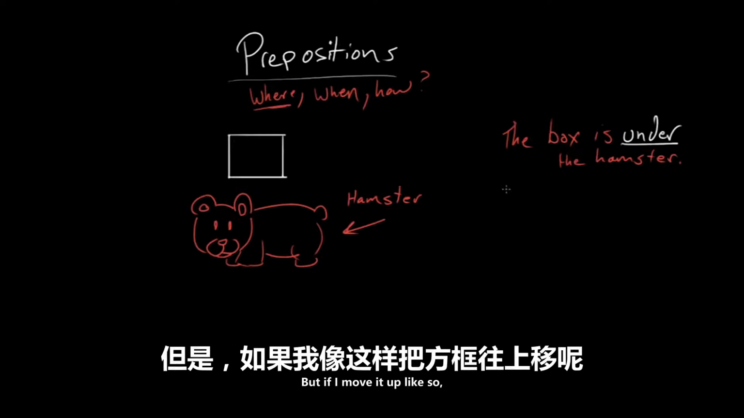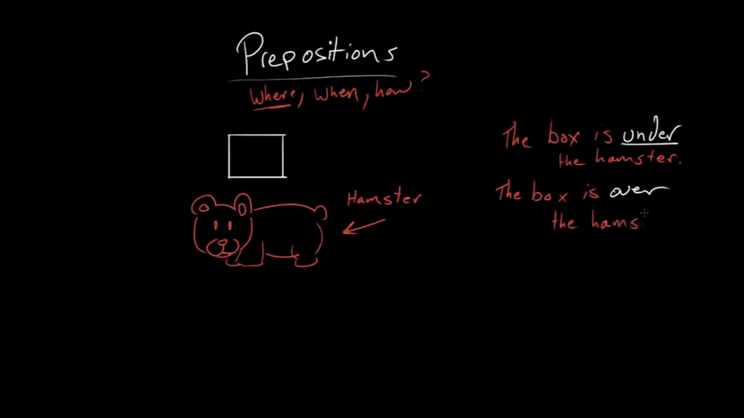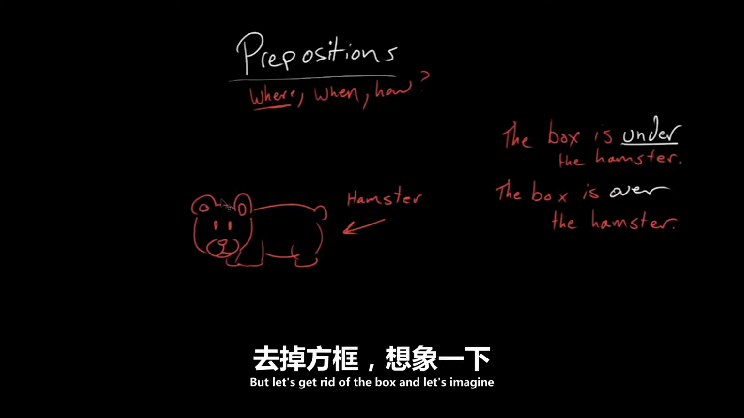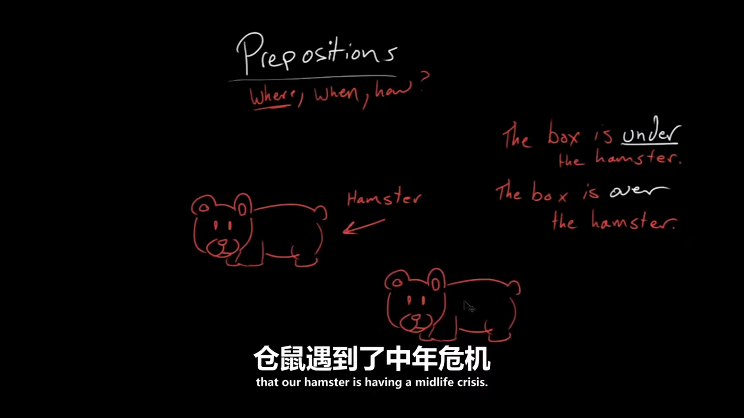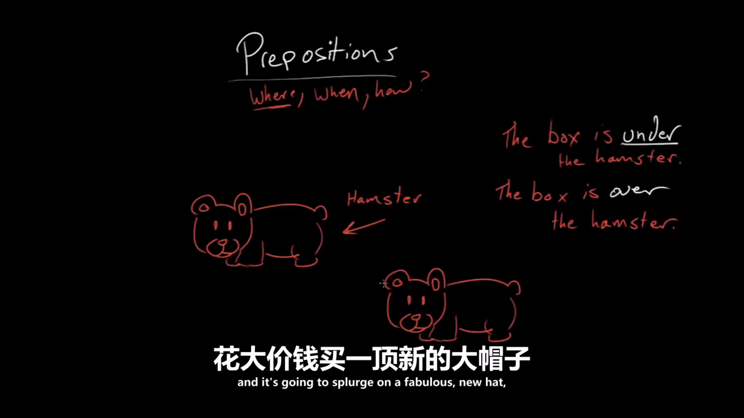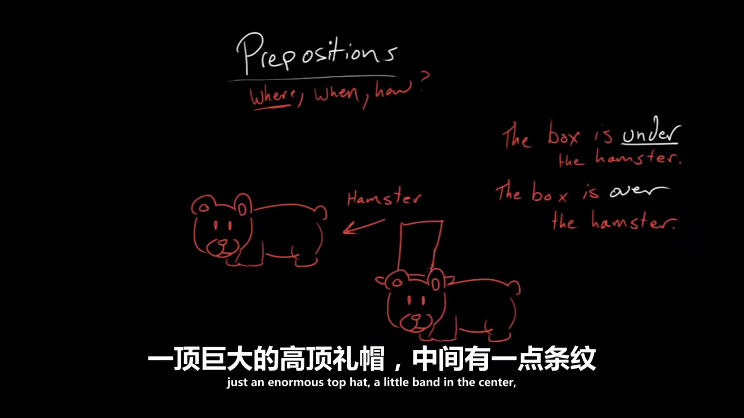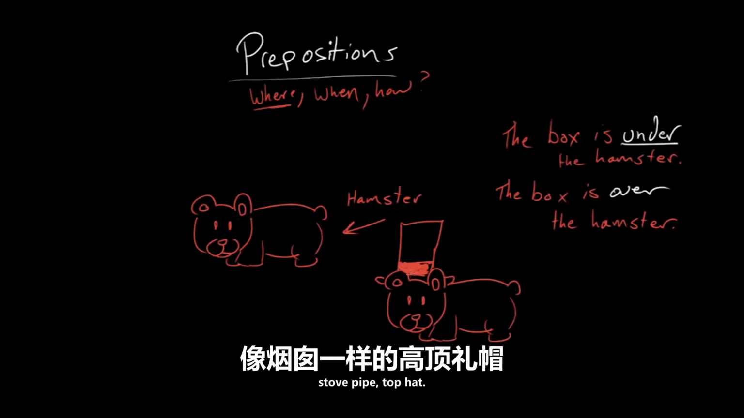But if I move it up like so, now we can say the box is over the hamster. But let's get rid of the box. And let's imagine that our hamster is having a midlife crisis. And our hamster decides it's going to go out and it's going to splurge on a fabulous new hat. Just an enormous top hat. A little band in the center. Just a big, old, silly Abe Lincoln-style stovepipe top hat.